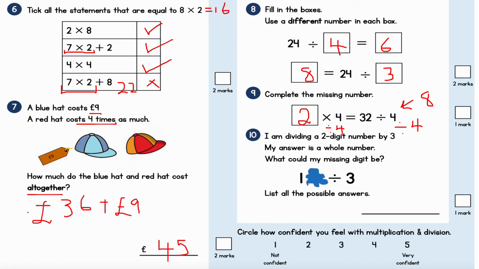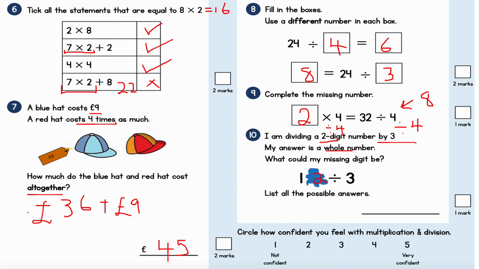Okay, so I've got an equation here. This is question number 10. I am dividing a 2-digit number by 3. My answer is a whole number. What could the missing digit be? Well, the missing digit could be 2. 12 divided by 3 is 4.